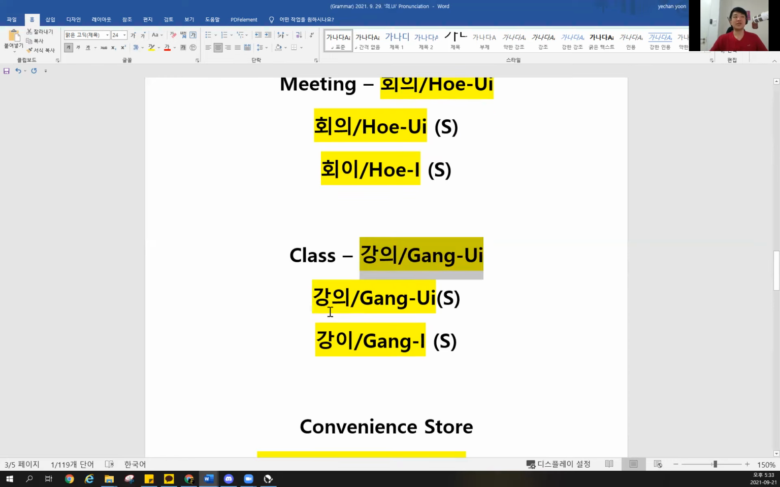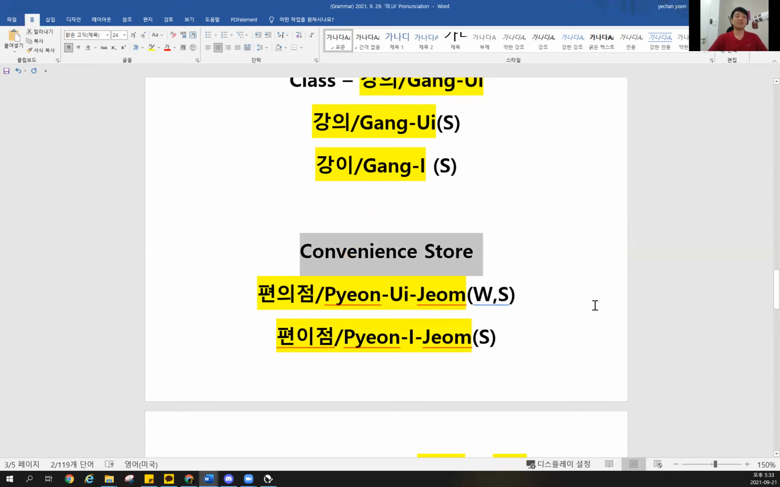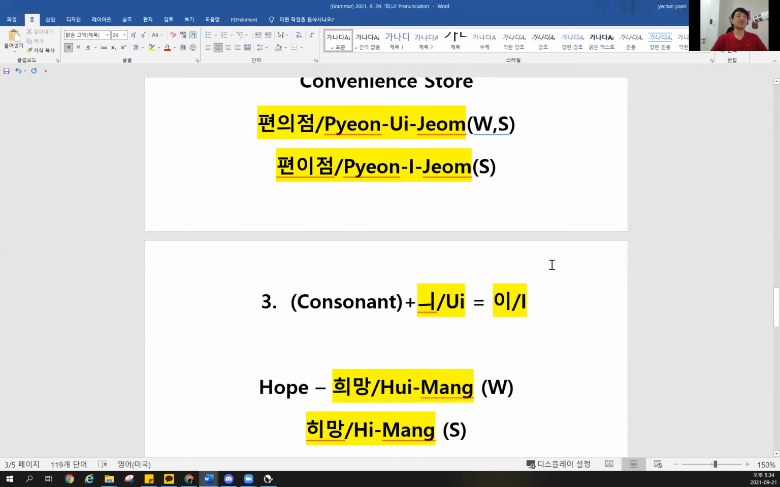Convenience store. How you can say 편의점. This is how you can write it down. 편의점. But we usually speak out like 편의점, 편의점. All right. Next one.